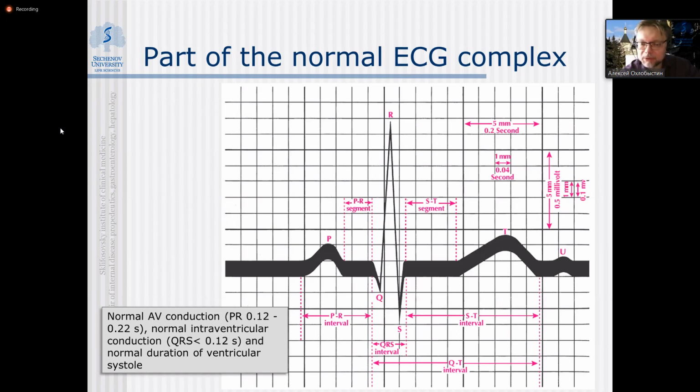Well, I think we already discussed the intervals. Please don't forget that we record our ECG on special paper, and in the case of standard velocity of recording, standard velocity is 25 millimeters per second.